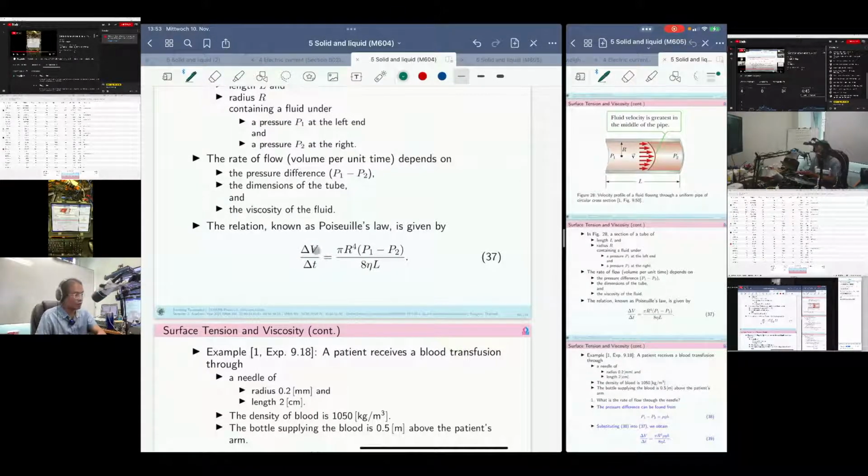The left one is known as the flow rate, the rate of flow. We call it a rate because there is a division by time. Okay, and yeah, that's the procedure, the French name, Poiseuille's law.